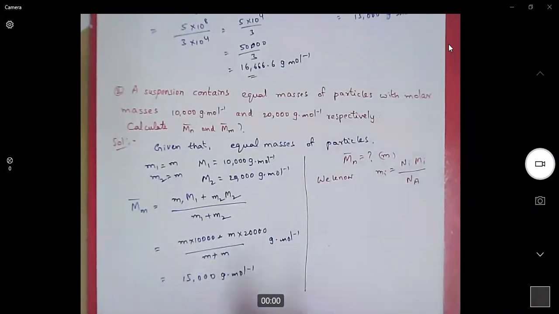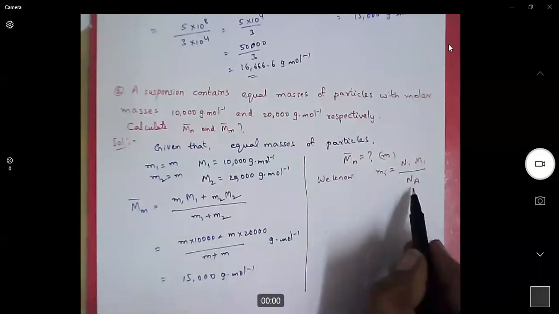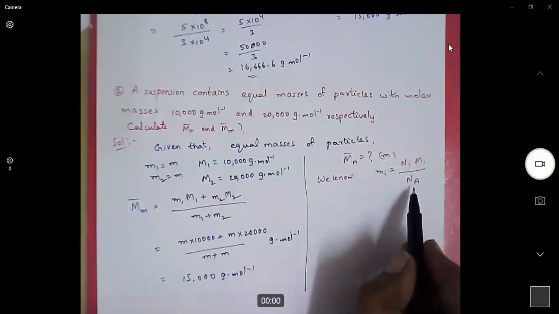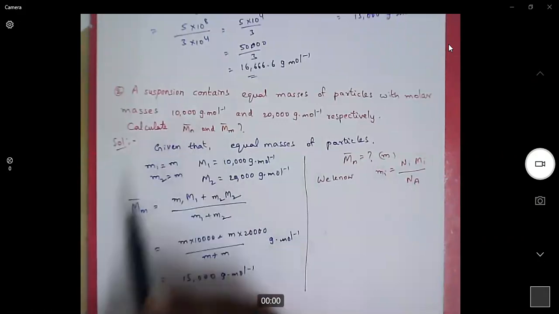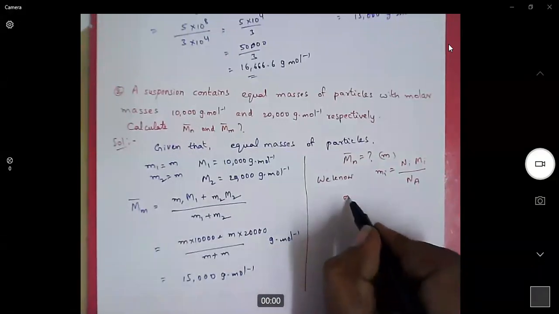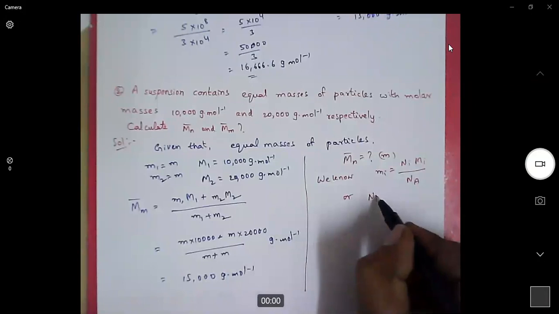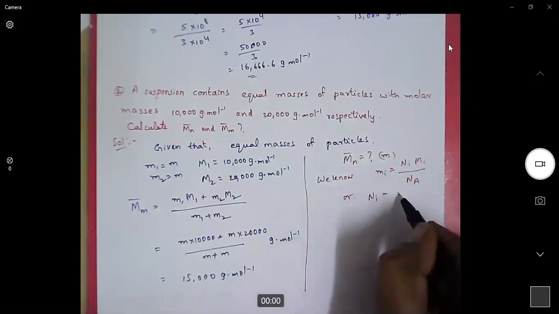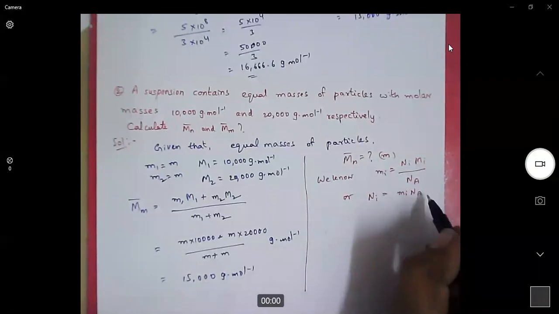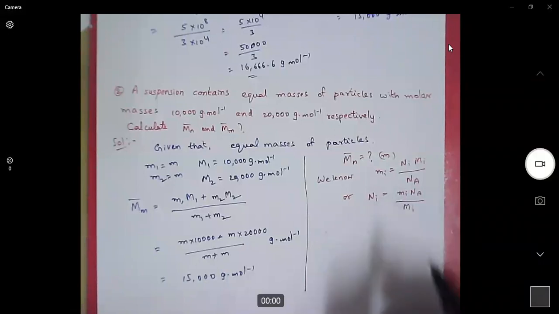We know this formula from when we derived mass average molar mass. From this, we need to convert mass into numbers. N total is nothing but the total number. From this we can rearrange it as Ni is equal to Mi N total by capital Mi.